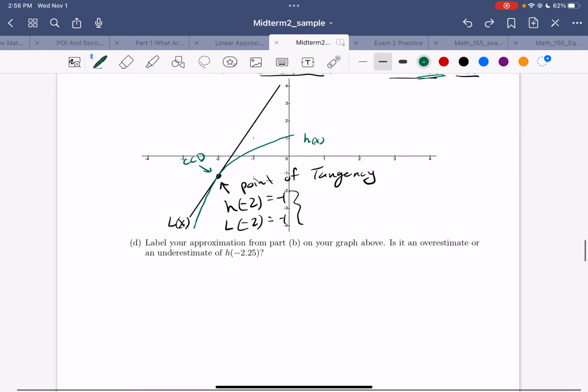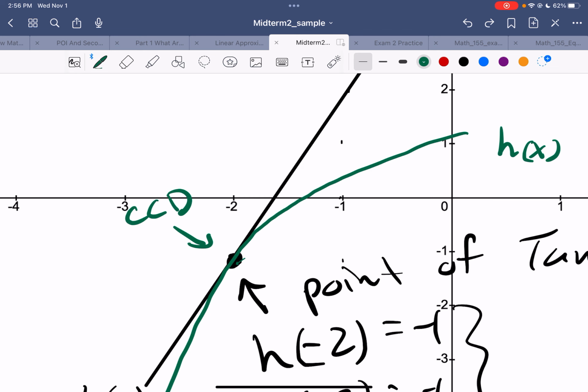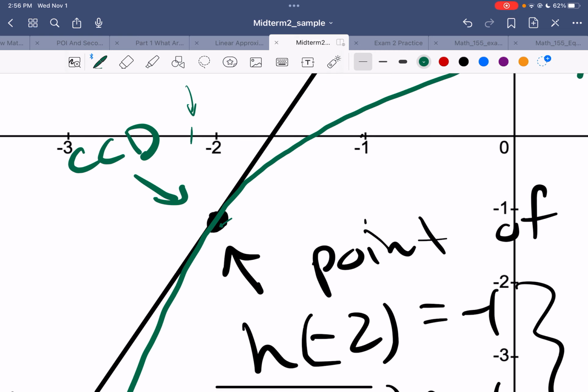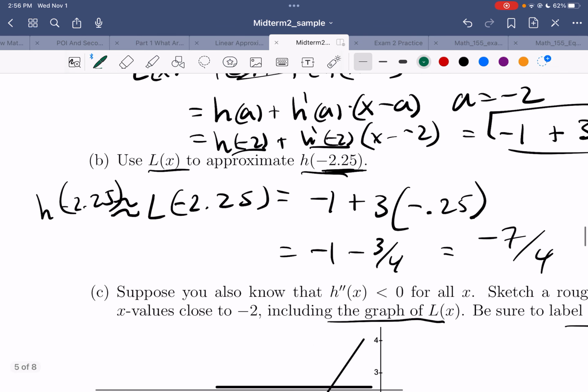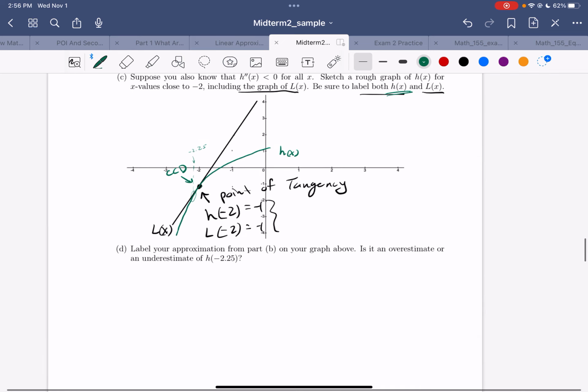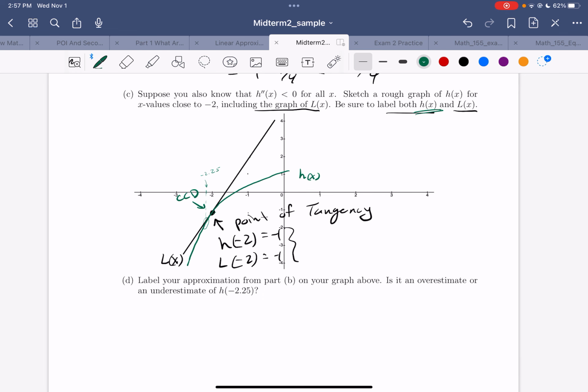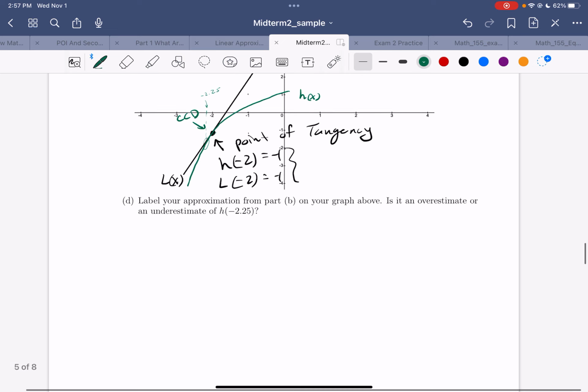Sweet. And notice if you are at negative 2.25, maybe that's right there, negative 2.25, then because the black line is tangent to the green curve at negative 2, they have to be pretty close to each other when you're near negative 2. And that was what was going on previously. H of negative 2.25 is approximately L of negative 2.25, okay? Because L is a tangent line. All right, whatever. We've done this. We labeled it. We have the correct concavity. Everything's looking good. Label your approximation.